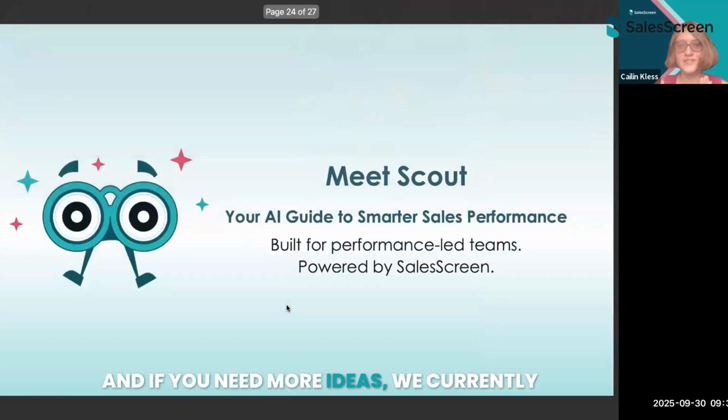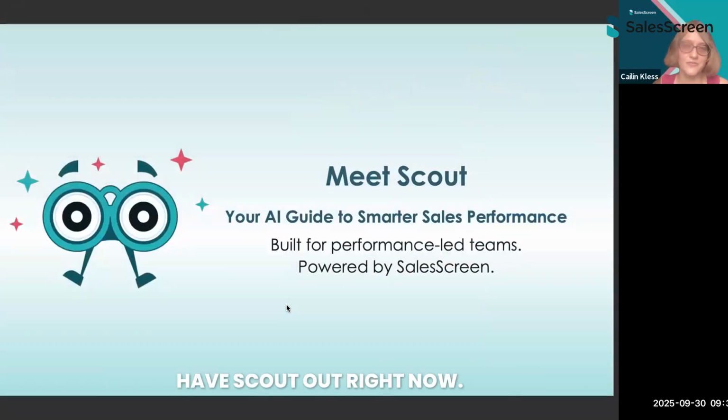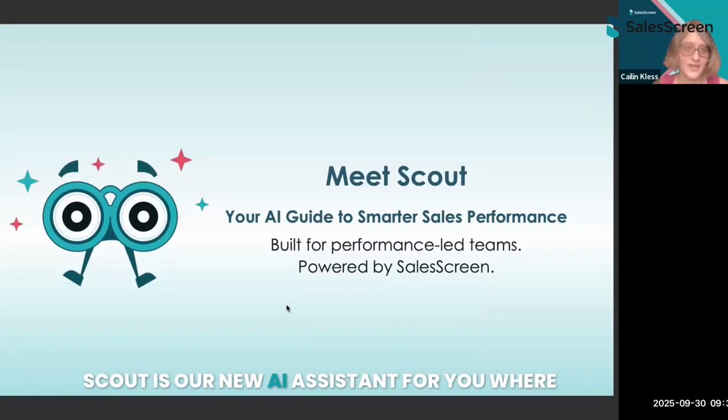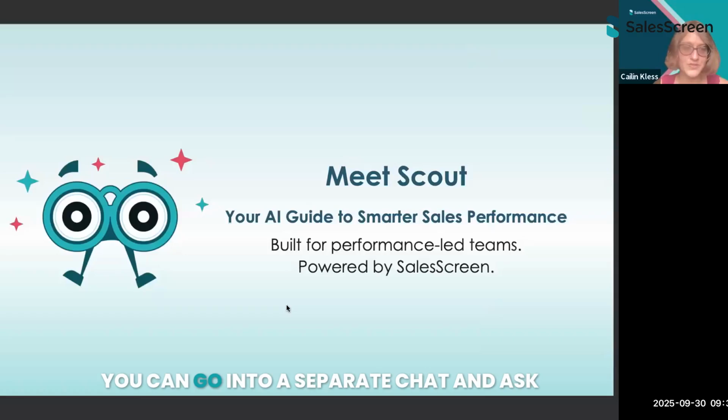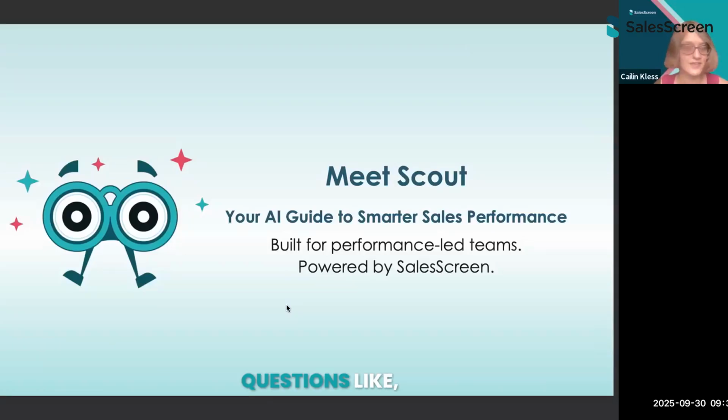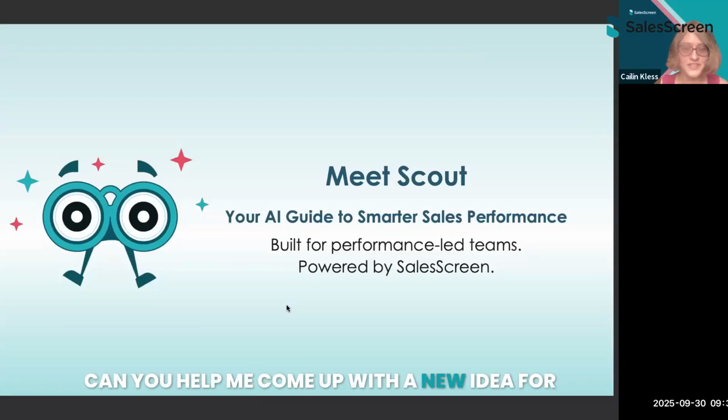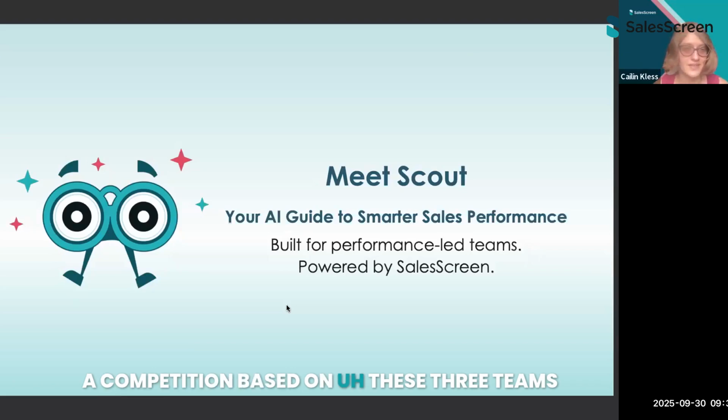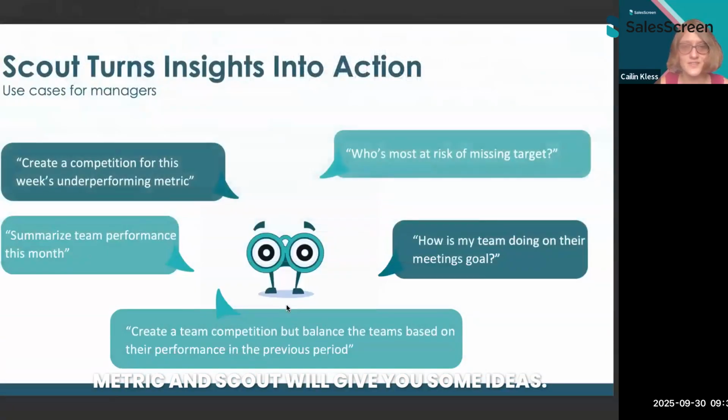And if you need more ideas, we currently have Scout out right now. You can have Scout as a trial. Scout is our new AI assistant for you, where you can go into a separate chat and ask questions like, can you help me come up with a new idea for a competition based on these 3 teams who need to lift their meetings booked metric? And Scout will give you some ideas. So you have the ability to create some competitions immediately from Scout. Scout can generate standard and lottery competitions for you.